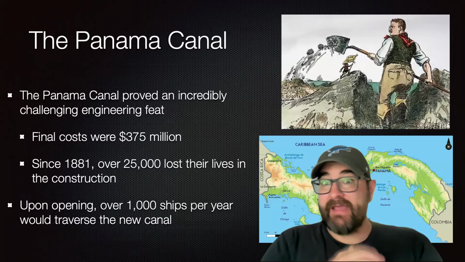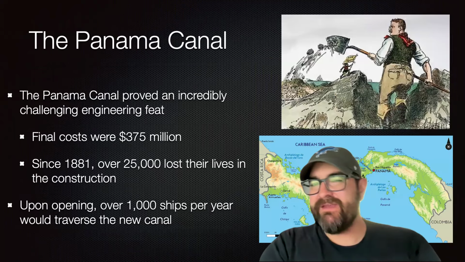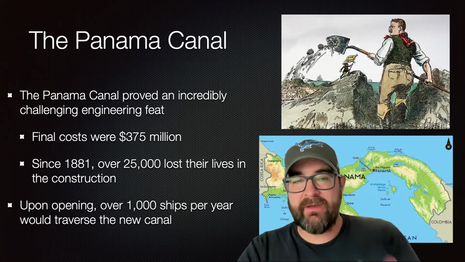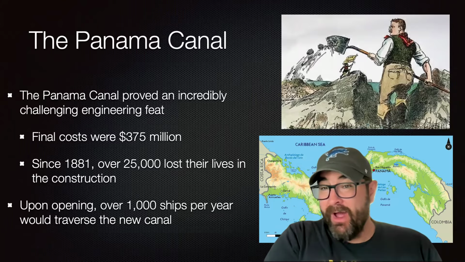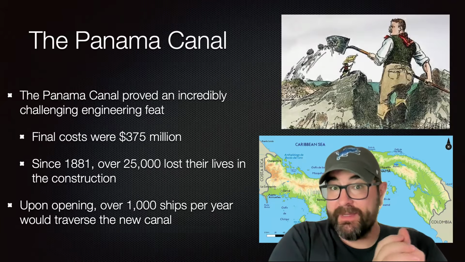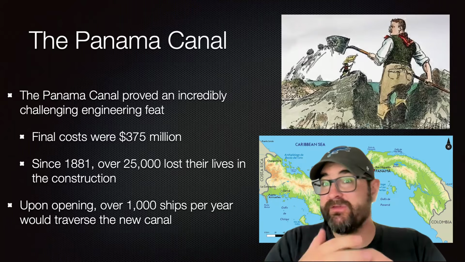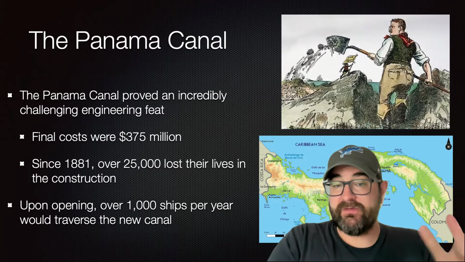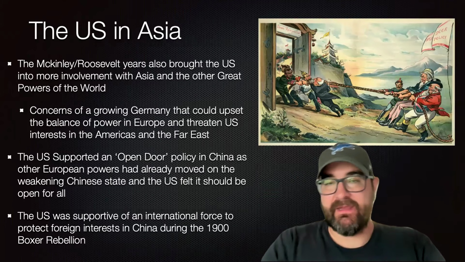So then the United States got to building the Panama Canal. Now, this proved to be an incredibly challenging feat. Final cost for the Americans alone, not including what the French had already paid into it, neared $400 million. Since 1881, when construction was first attempted, over 25,000 lives would be lost in the construction of the canal. But upon opening, over 1,000 ships per year would traverse this new canal, and it became one of the world's most important waterways almost immediately.